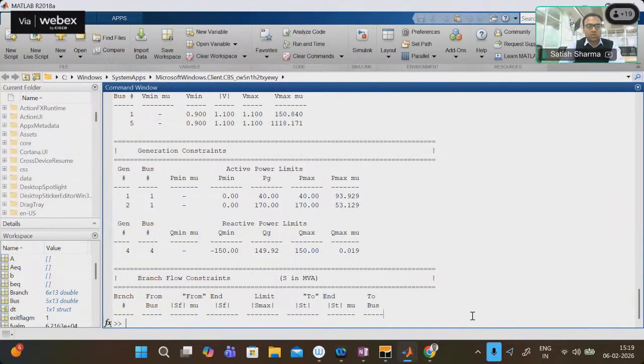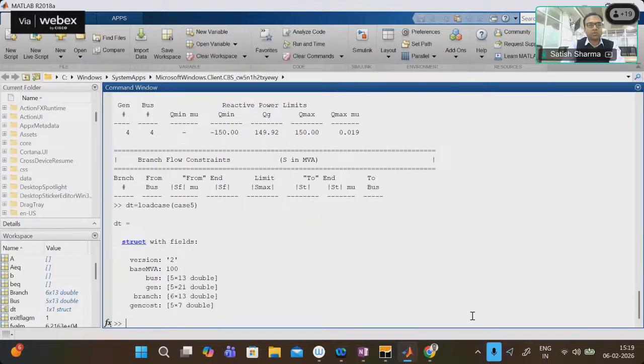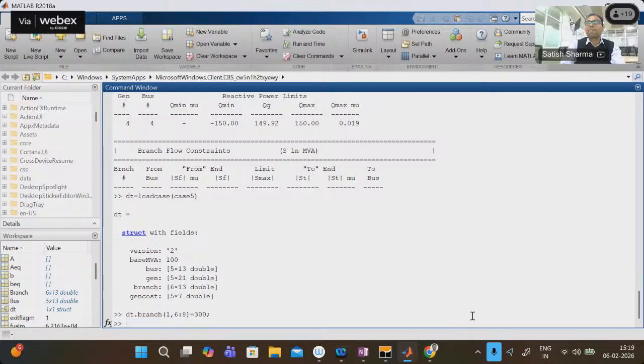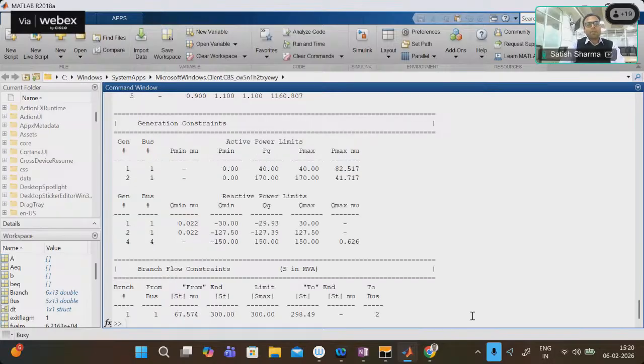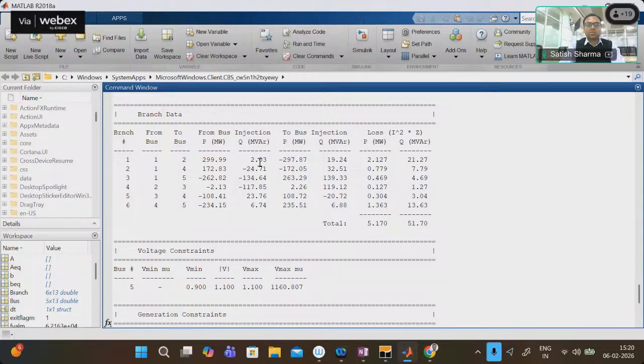So it is like, let's say, dt equals load case 5. So this has been obtained, dt dot branch, and the first branch, 6 to 8, is equal to 300, let's say. Okay, so we have placed that and then run opf dt. So if I run it, this power flow has been restricted to 300.